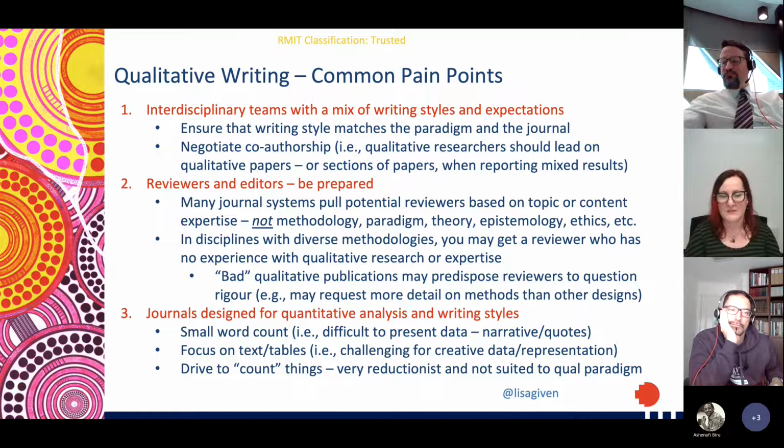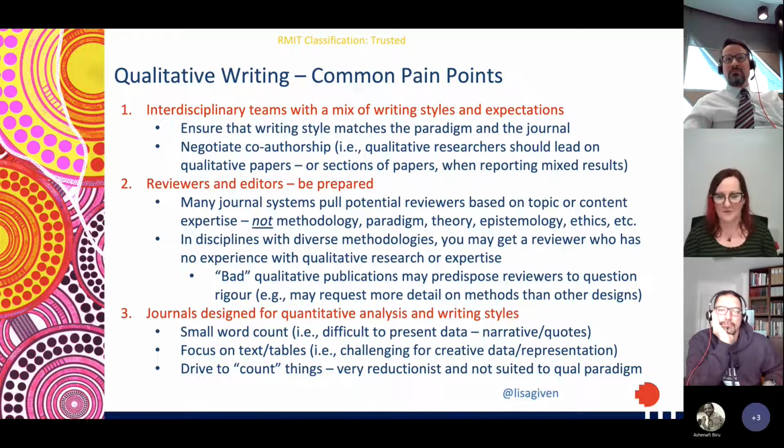Journals are also sometimes designed very much for a quantitative approach. So you may find that it's very difficult to work with the small word count. And I'm finding, despite online journals and the fact that there's no real word count in an online environment, our journal lengths are shrinking. I'm seeing more and more journals that are going down to 7,500 words, 5,000 words. This becomes very difficult for qualitative writers, and we have to be very creative in how we write.